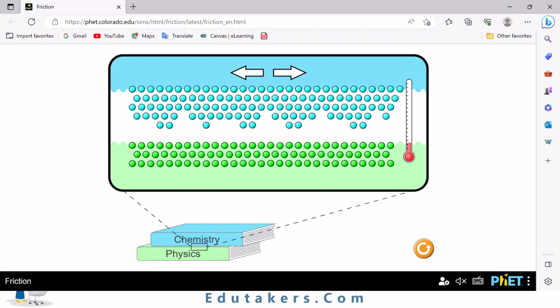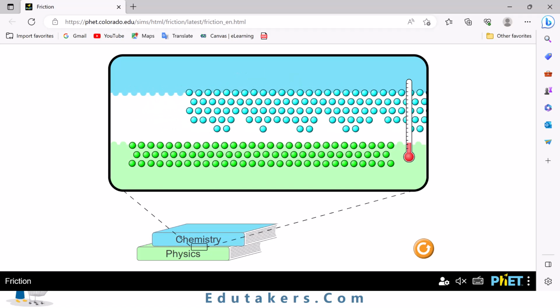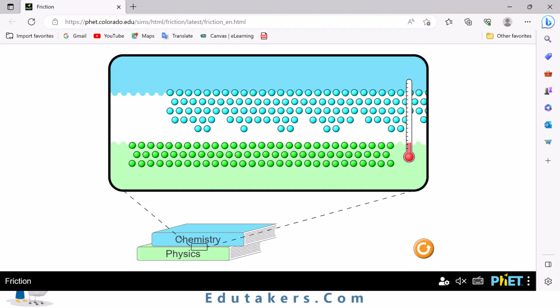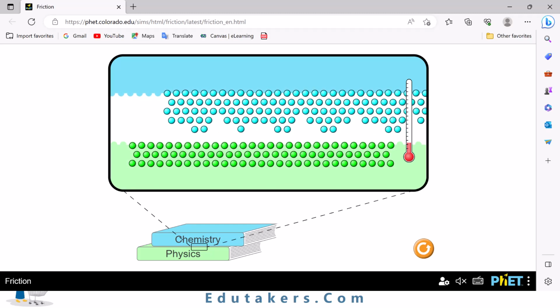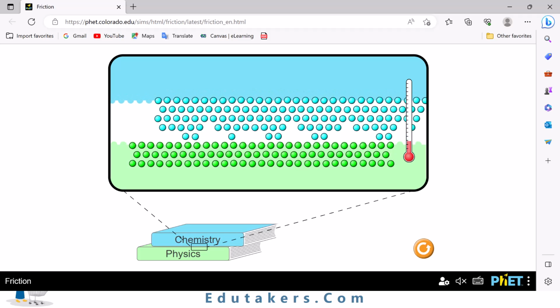The effects are basically shown in the form of chemistry and physics books. When you try to slide one book over the other, then what will happen? We will see here, I try to slide the chemistry book over the physics book. Both of these are moving, but still these surfaces are not touching. You can see by the molecules of these books that are shown by the blue and green circles. Now I move this below, then what will happen?